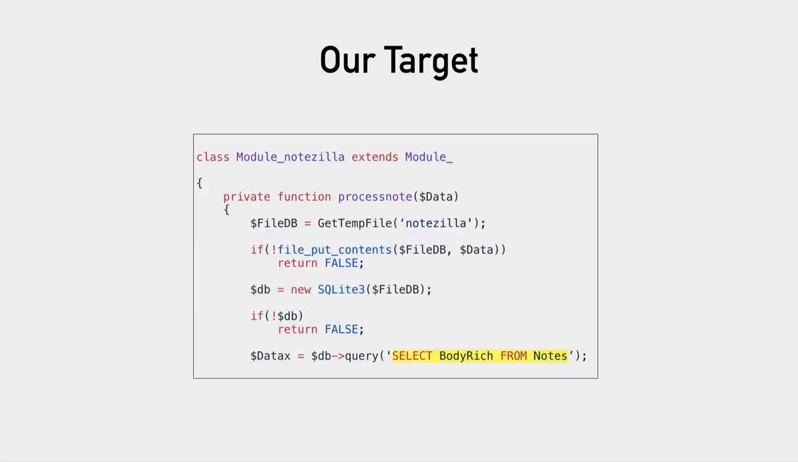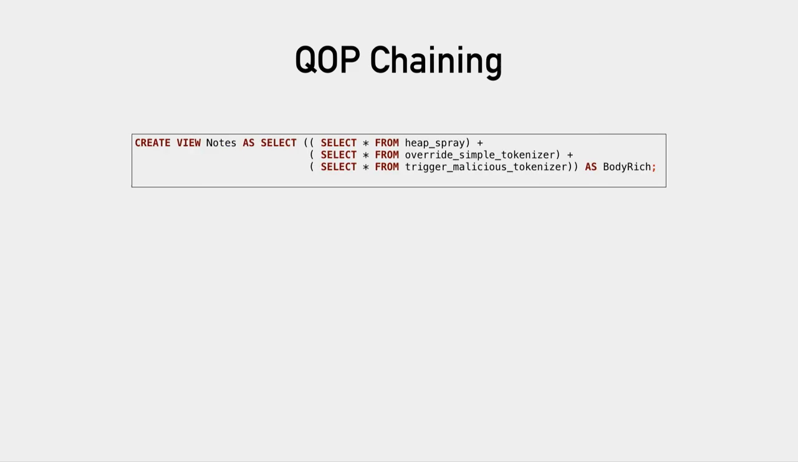Again, our target is the following code, right? We have the password stealer, and it selects a column called BodyRich from a table called Notes. So we are going to create a view called Notes, and it will have three subqueries inside. We're going to start with a subquery called a heap spray, and then we'll override the simple tokenizer, and then we'll trigger our malicious tokenizer.